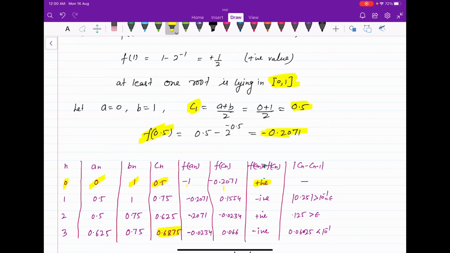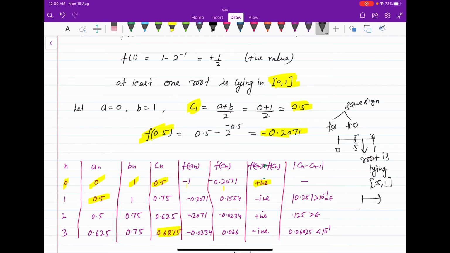So c will be your initial point at the next iteration, that is a. This is 0, this is 1, this is 0.5, and the function values f of 0 and f of 0.5 are of the same sign. So the root is lying between 0.5 and 1. Now the desired interval is 0.5 to 1. So a is 0.5, and 1 is your b. That's why we are writing here 0.5 as a and 1 as b.